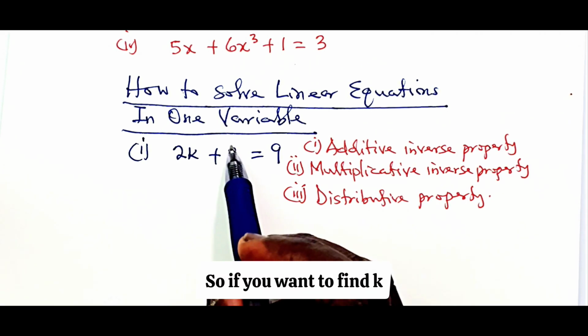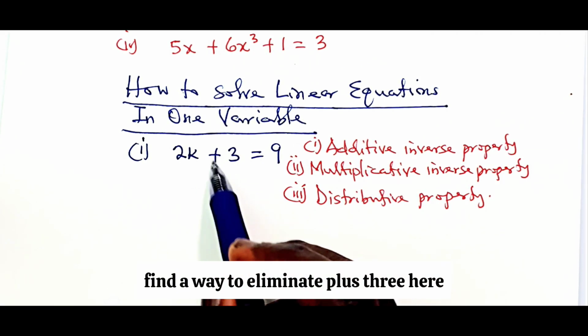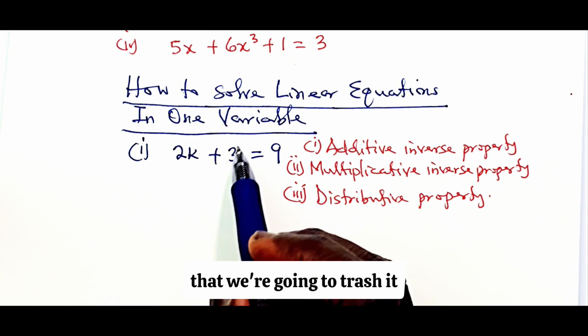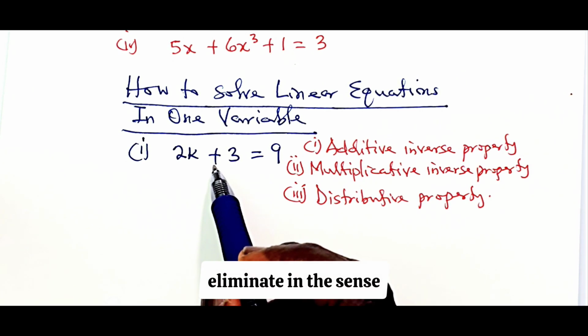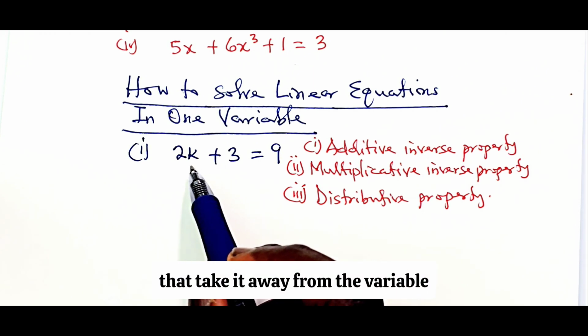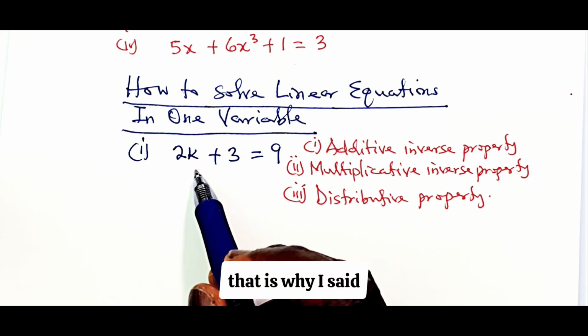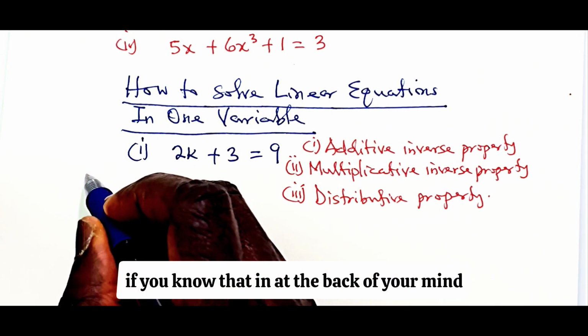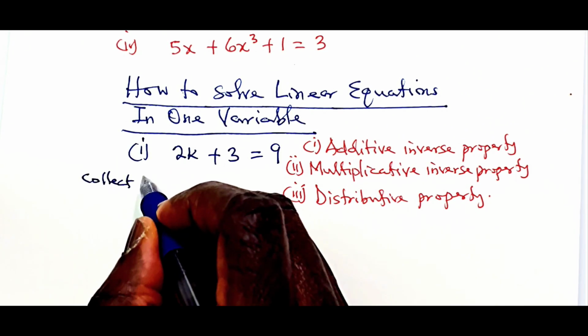So if you want to find k, find a way to eliminate plus 3 here. Eliminate plus 3 here does not mean that we're going to trash it. Eliminate in the sense that you take it away from the variable. That is why I said what I would do is collect the like terms. Keep at the back of your mind: collect like terms.